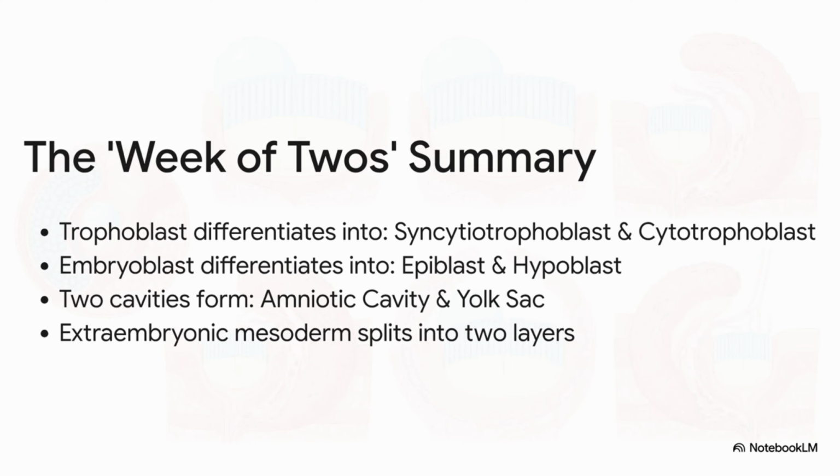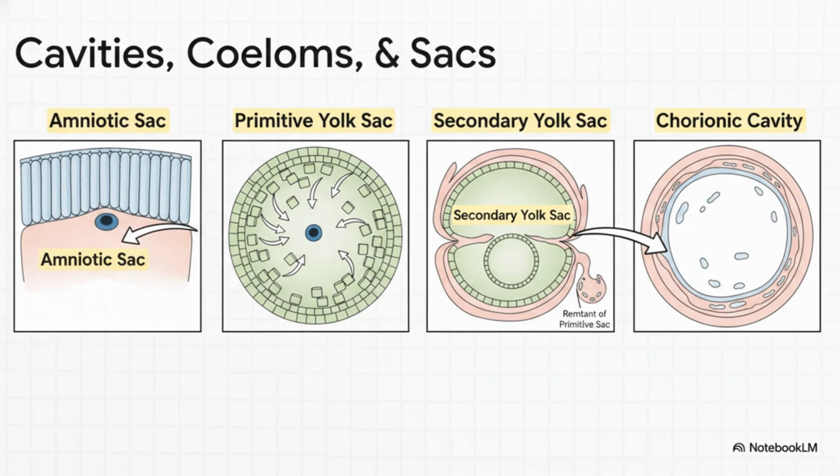See? It's a really powerful way to keep all these key events straight in your head. You know, with all these new sacs and cavities popping up, it's easy to get them mixed up. So let's break them down one by one, just to be crystal clear. The amniotic sac forms from a space opening up inside the epiblast.